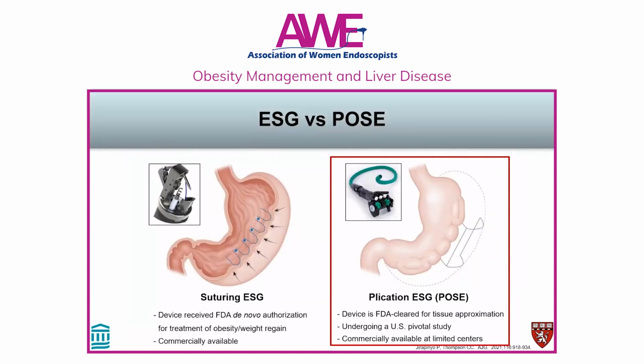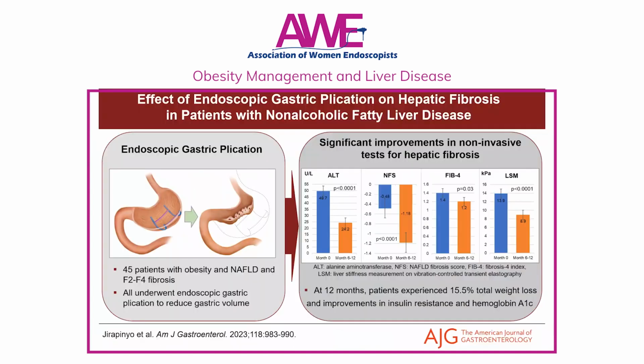Now, moving on to POSE, which refers to when we use a plication device to reduce the gastric volume by about 70%. This endoscopic plication device is cleared by the FDA for tissue approximation. It's commercially available at limited centers. So what's the effect of POSE on NAFLD?